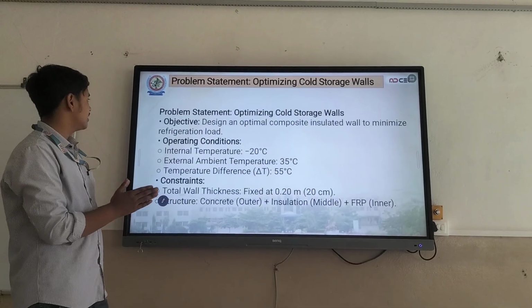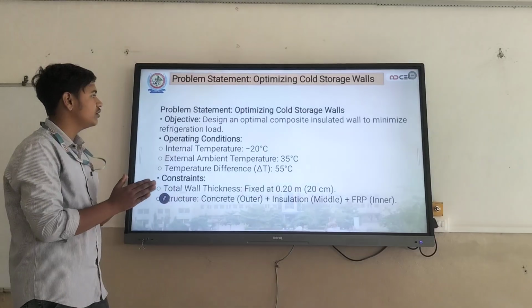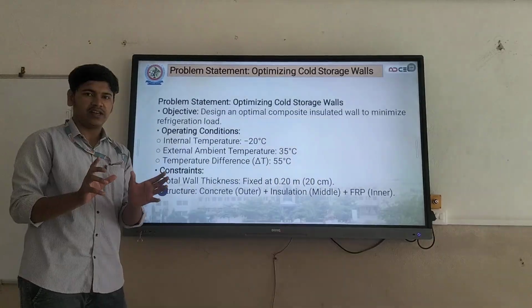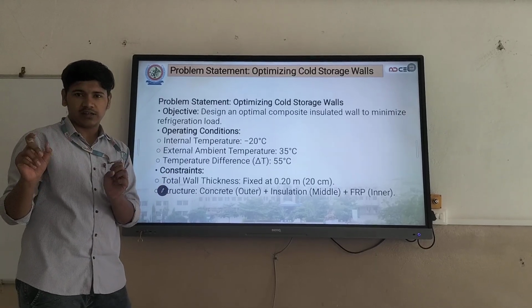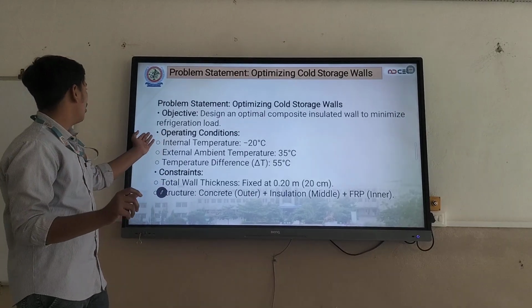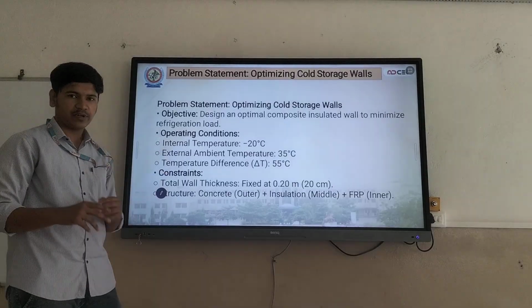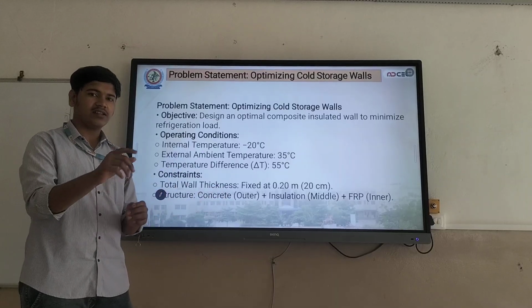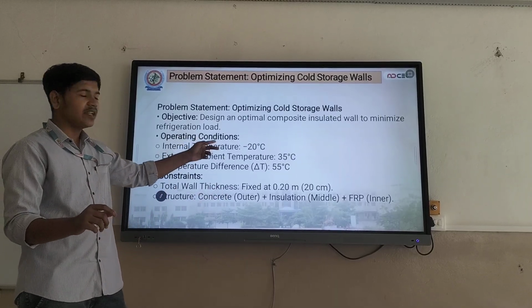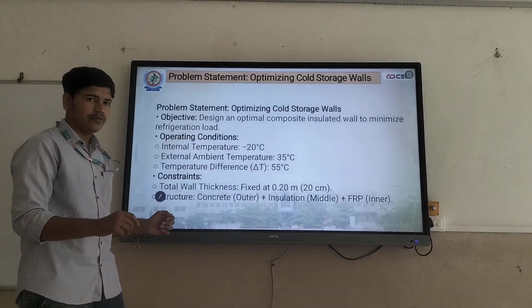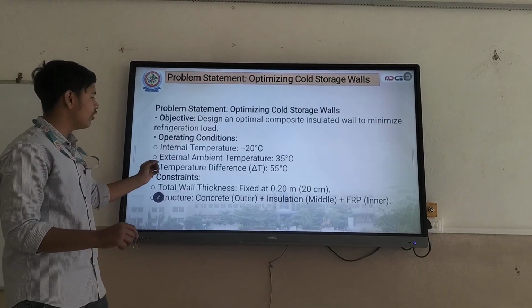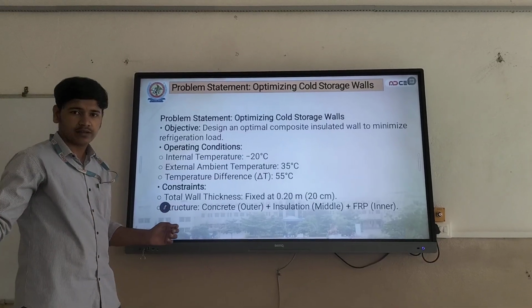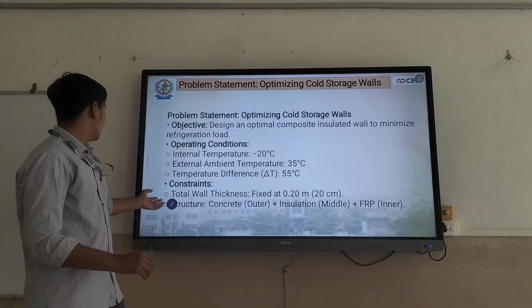Objectives of the system: optimizing the composite insulating wall and minimizing the refrigeration load of the storage. The operating conditions: internal temperature is minus 20 degrees and external temperature is 35. So delta T is the difference between the internal and external temperature, that is 55 degrees Celsius. Constraint: total wall thickness is fixed at 0.20 meter, which is 20 centimeters.